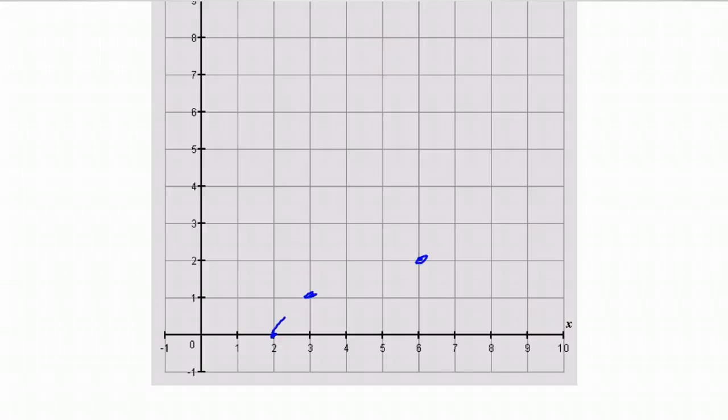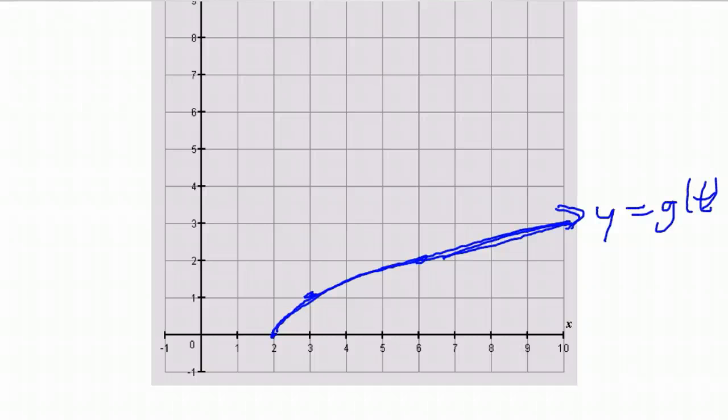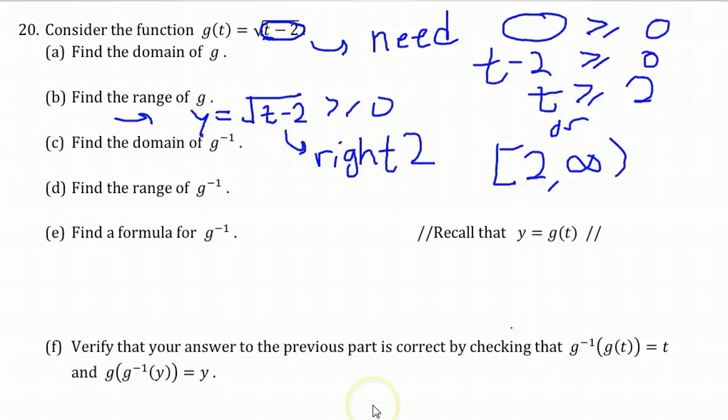We're going over to 3 because if we plug 3 in, it's like the square root of 1. Plug 6 in, it's like the square root of 4, and we know the square root of 4 is 2. So we draw our square root graph. This is the graph of g of t. Looking at that, we can also see the lowest y value is y equals 0. That tells us that the range of our function g is 0 to infinity, same as we found algebraically.